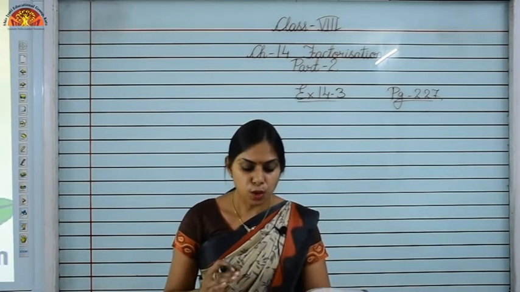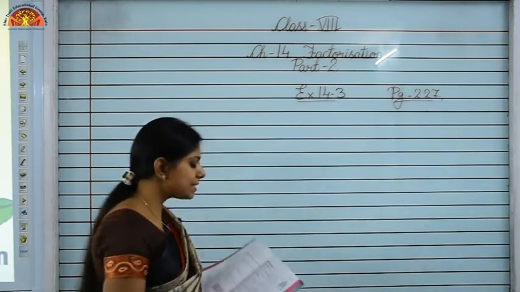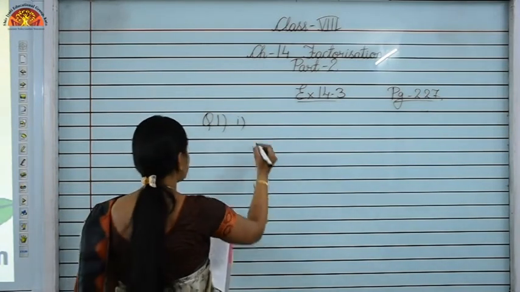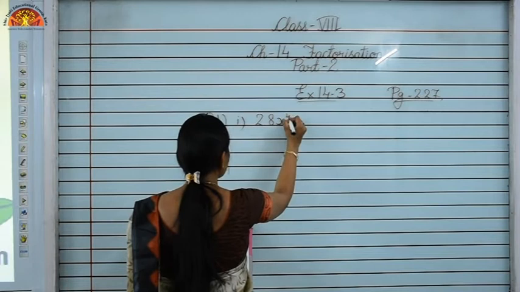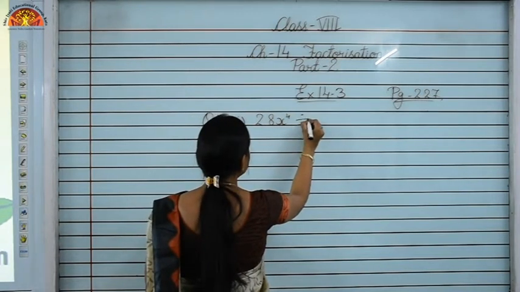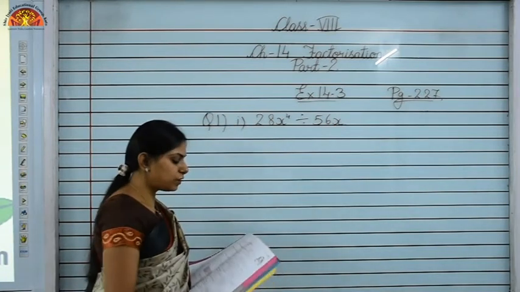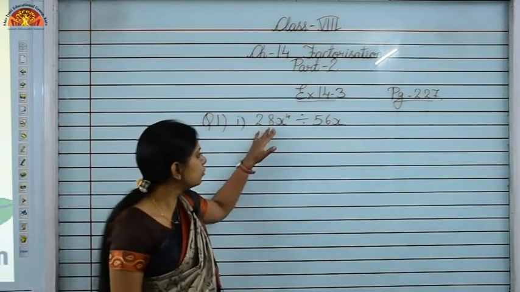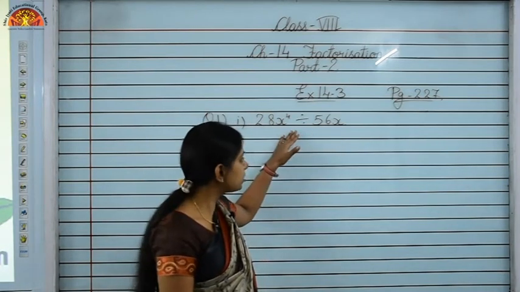What you have to do? You have to carry out the division. In this question, we will just solve the division of a monomial by a monomial. So let's see the first question, first part: 28 x raised to the power 4 divided by 56 x. What you have to do? You have to divide a monomial by a monomial. You can see in the numerator there is one term and in the denominator also one term. So you have to carry out the division.